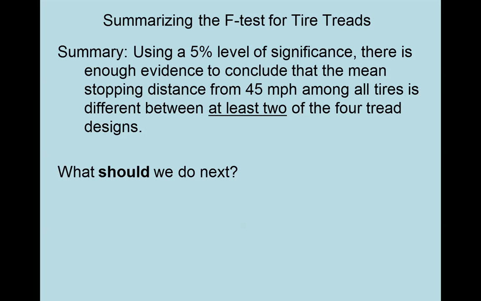Now, what should we do next? What we would want to do now is go look and compare. Let's think about tread design A versus B, and A versus C, and A versus D, and all those pairs we would compare two at a time and say, yes, I think this one has a larger mean than this other one, or no, I don't think they're significantly different. That is what's called the multiple comparison procedure, and that's what we would do next.